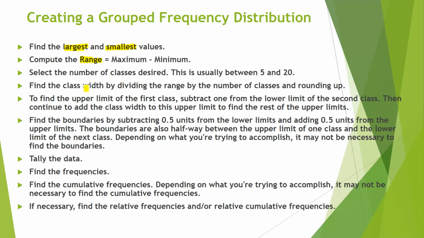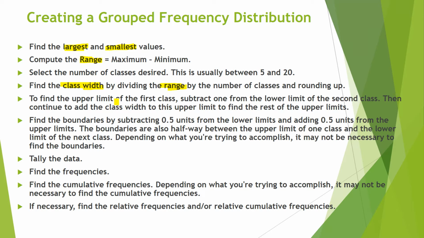Then we will find the width of the class. This is the important point. How will you find the width? By dividing the range. We calculated the range in the second step, the maximum minus minimum value. You have to divide the range by the number of classes. Suppose we have decided on 5 classes or 6 classes, so range divided by 5 or 6, the number of classes, and rounding up.